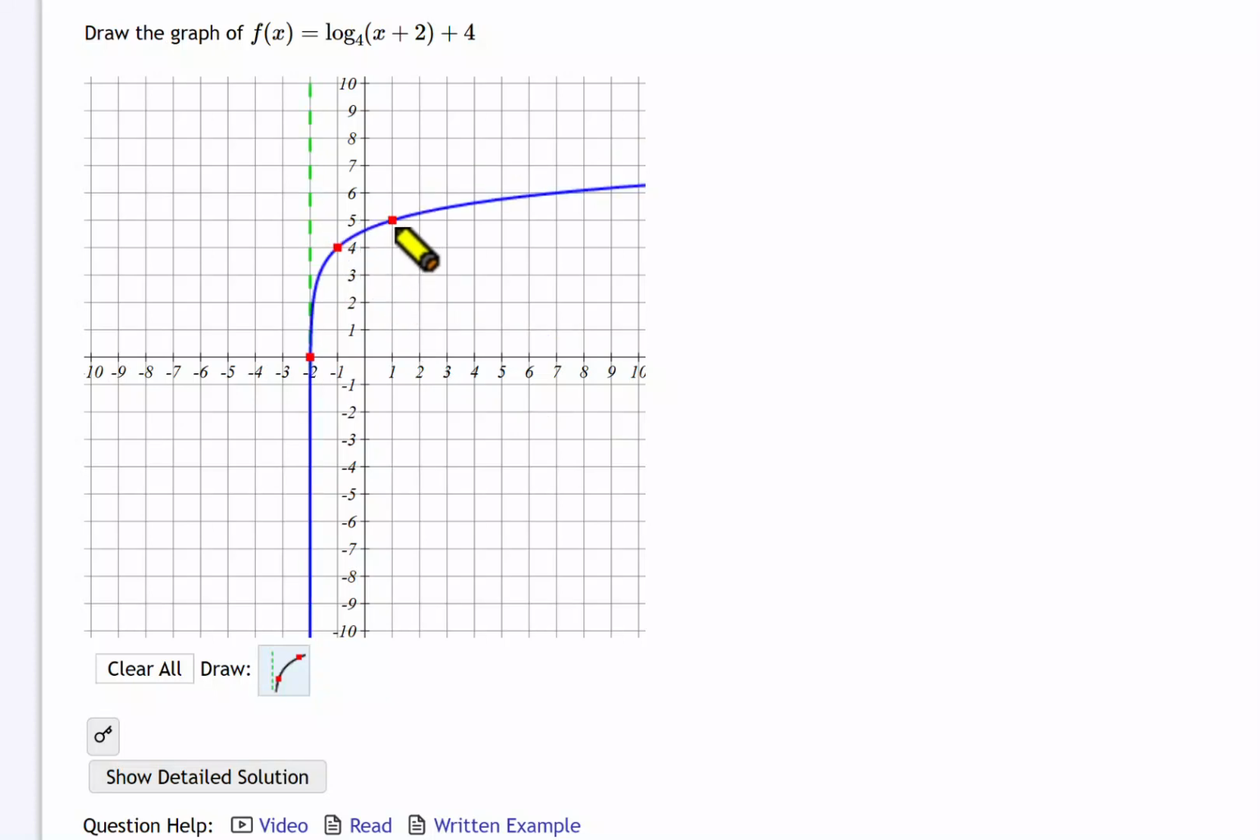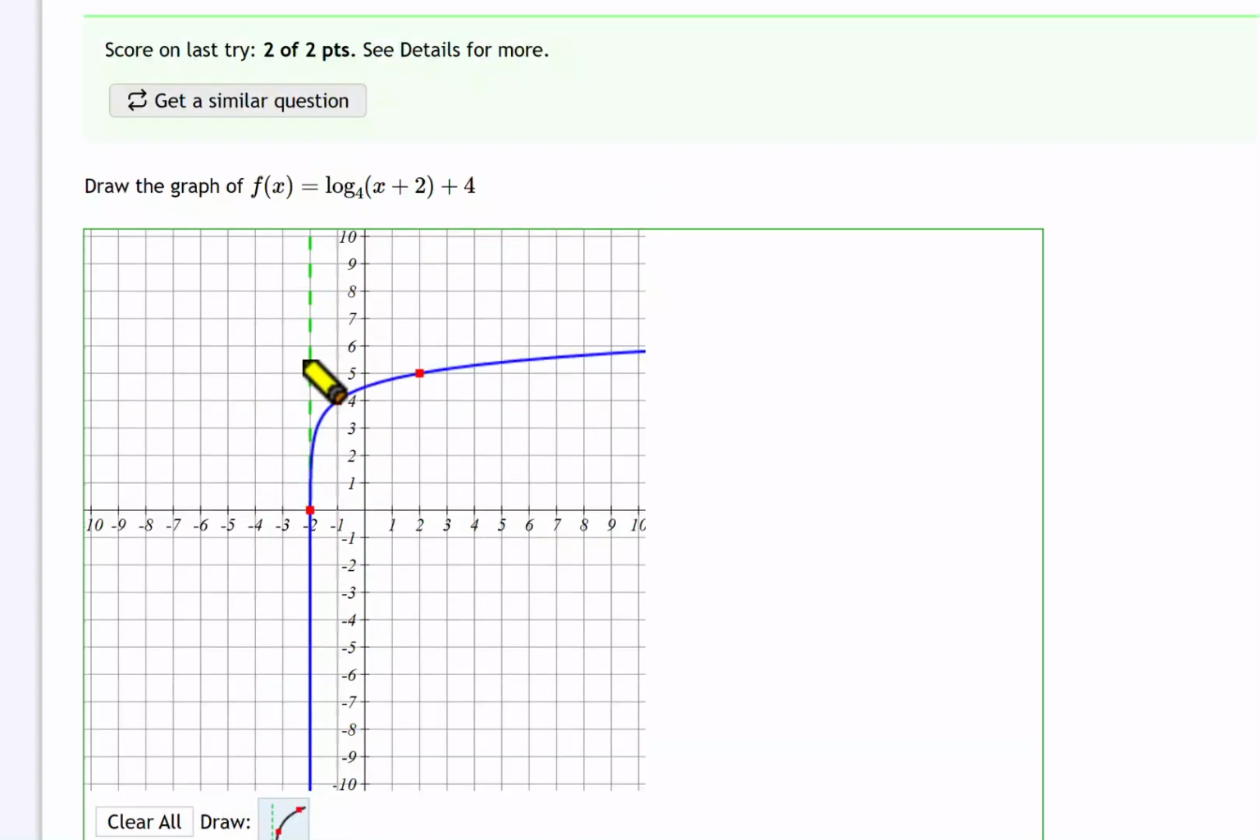So generally, we usually go to the base of the function, so this is 4, and it would be at (4, 1). But remember, we've moved 2 to the left, and we've moved 1, 2, 3, 4 up. When we click on the point, MyOpenMath knows the shape that's supposed to go with it. It connects the dots, and we can push submit. Let's practice that one more time.